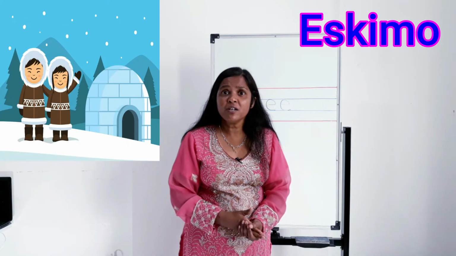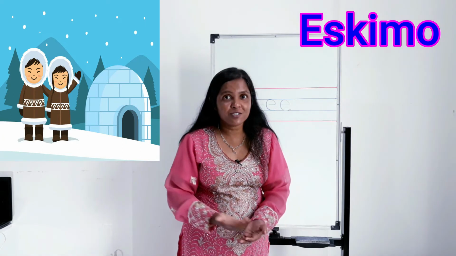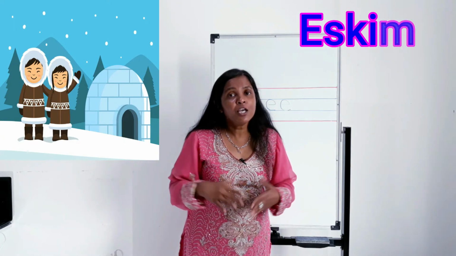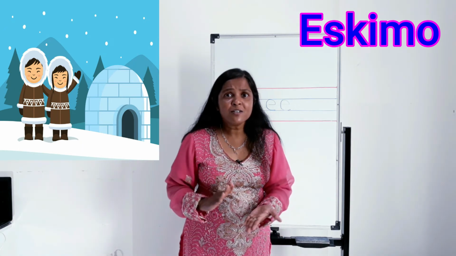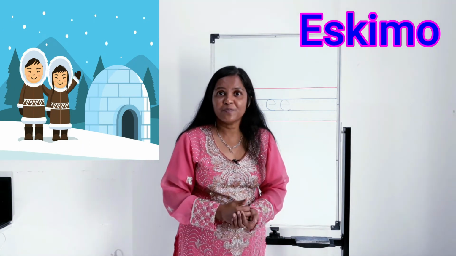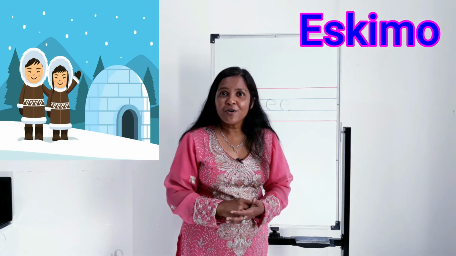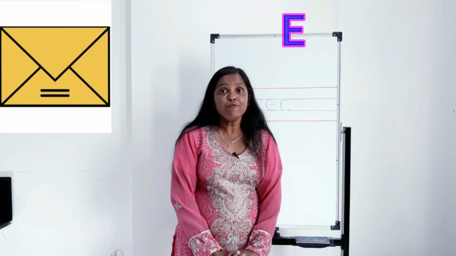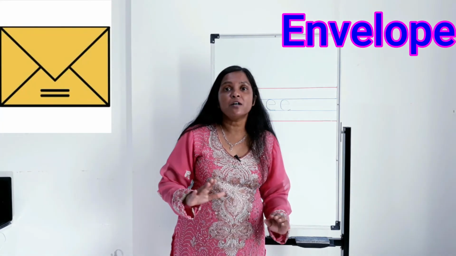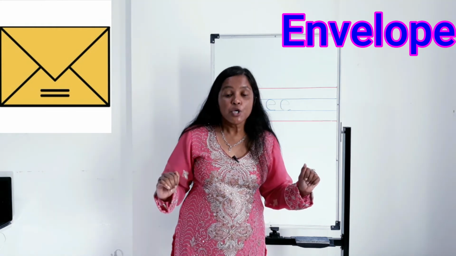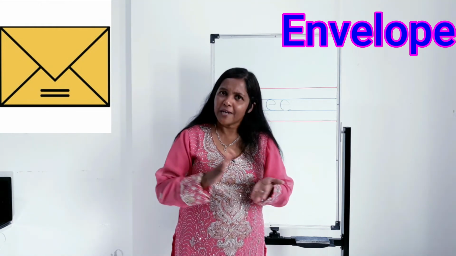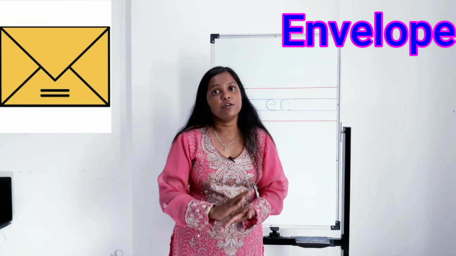Number 4, Eskimo. Eskimos live in the Arctic and they live in igloo houses. Mostly they eat sea fish. Do you remember? We sang a song about Eskimos. Number 5, envelope. A flat paper container with a sealable flap used to enclose a letter, card or a document.